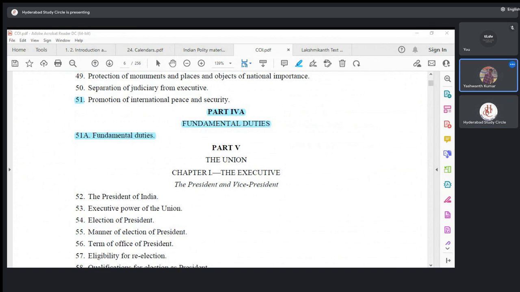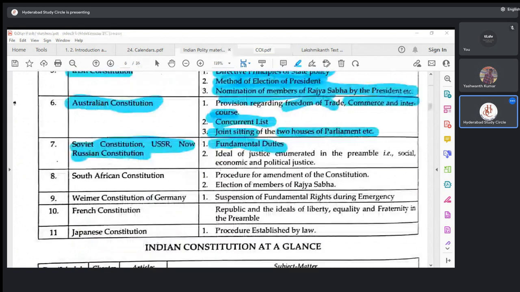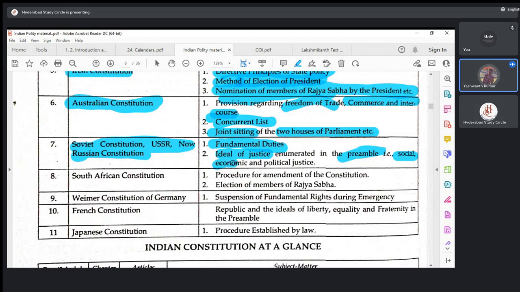Okay? So this is the fundamental duties. And what have we taken then? The ideal of justice enumerated in the preamble, that is social, economic, and political justice. Now, what is the preamble originally known as? Objective resolution, sir. Yes, exactly.